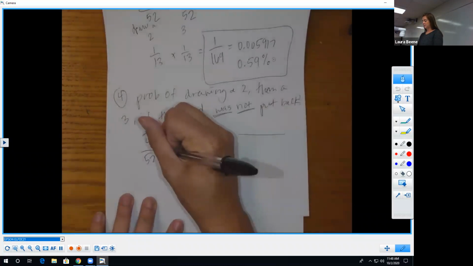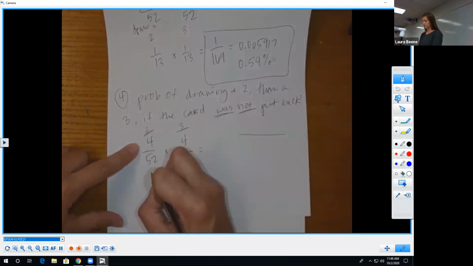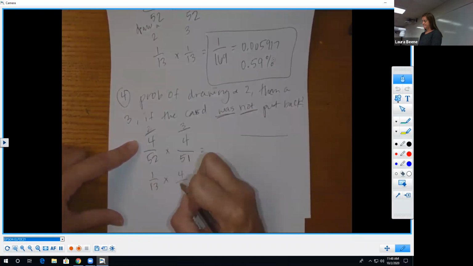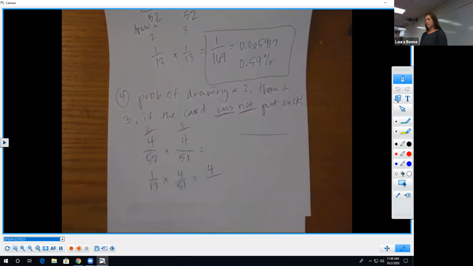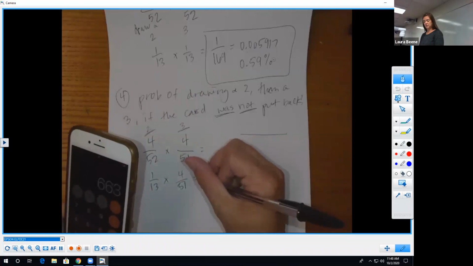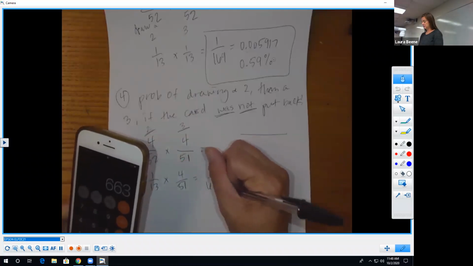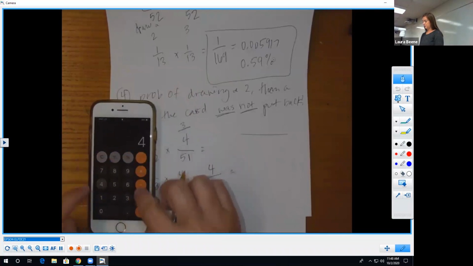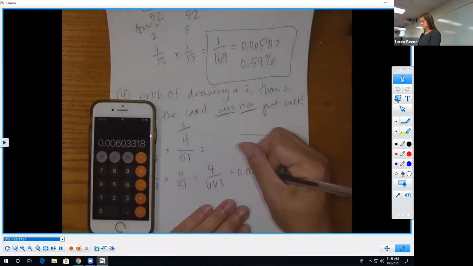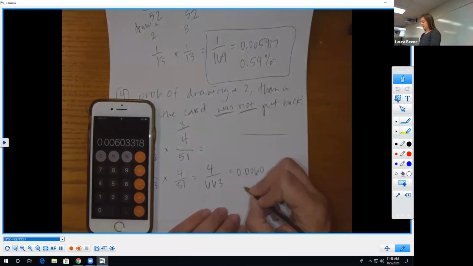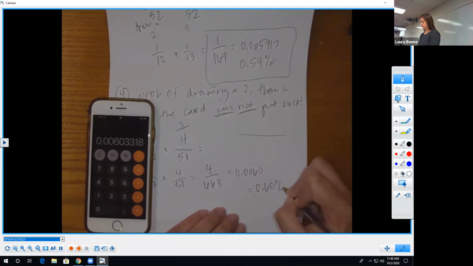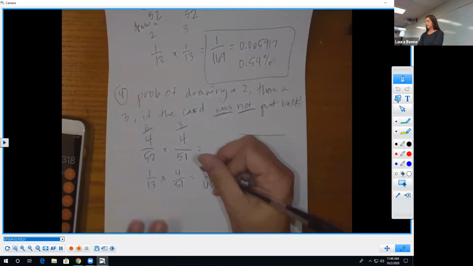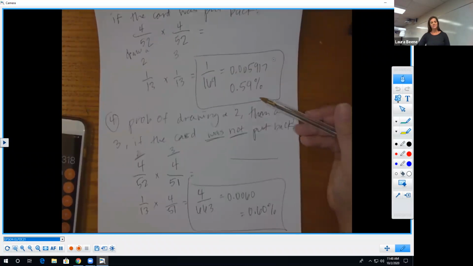Okay. And the probability of this, 4 out of 52 reduces to 1 over 13. That does not reduce. This would be 4 out of 13 times 51, which is 663. And 4 divided by that is 0.0060, which would be, move the decimal place over 2 times, 0.60%. Okay, so a little bit better odds than the one above it, but not much.